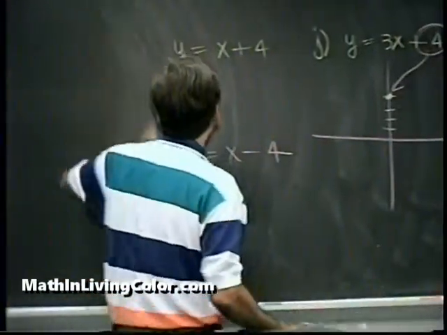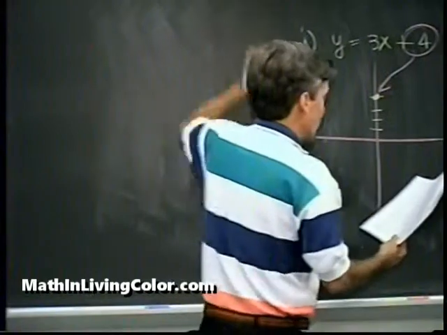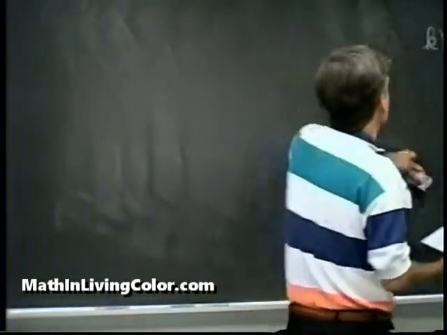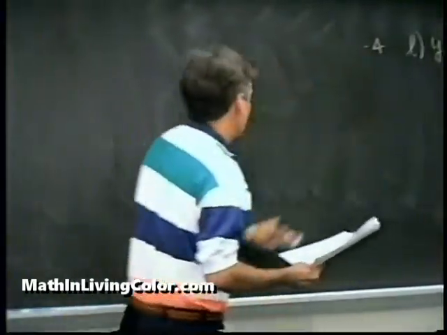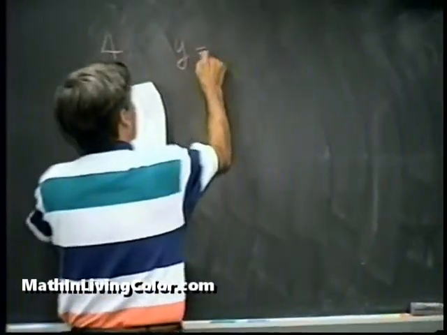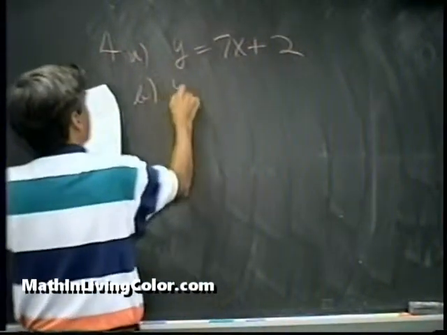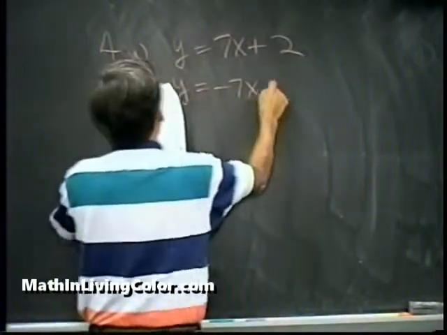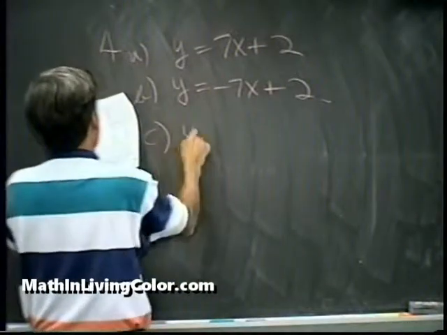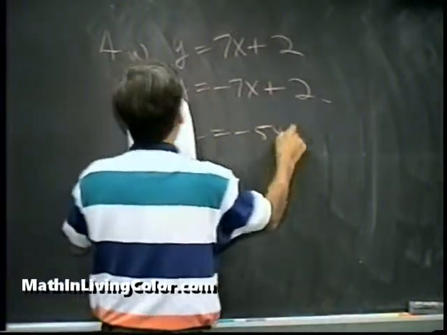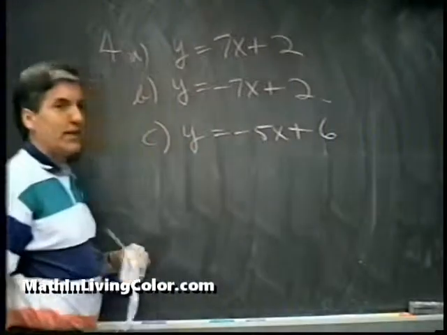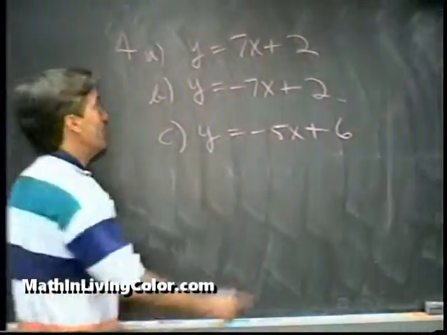All right, now page 2. We have a whole bunch of exercises in number 4 that I'd like you to do with me right now. This should be very easy. Number 4, A says y equals 7x plus 2. B says y equals negative 7x plus 2. C says y equals negative 5x plus 6. What is the y-intercept in A?